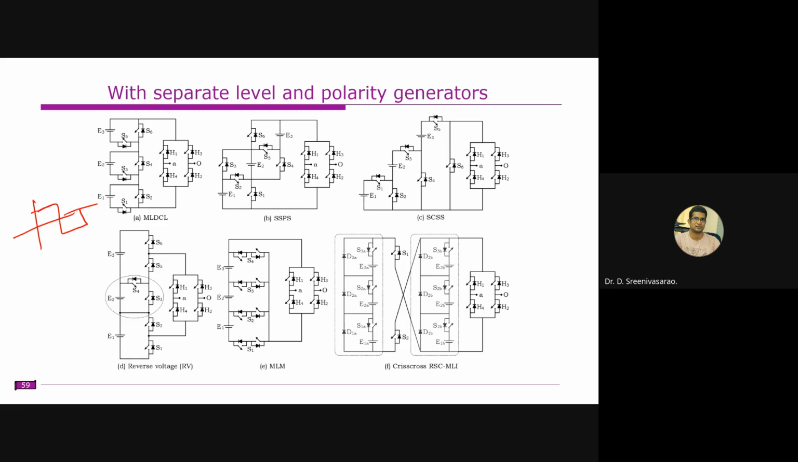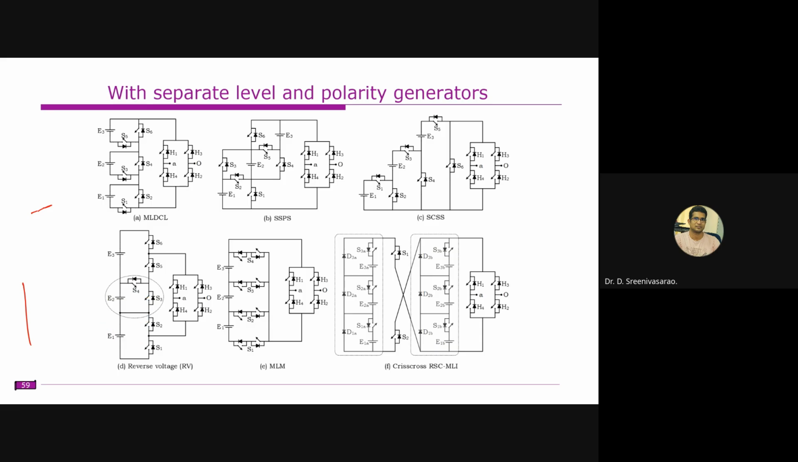If this DC source itself has multiple levels, then whatever these levels are, this is the positive half cycle, and similarly you will get the negative half cycle. This is the concept. So that means the H bridge needs to be fed a number of levels, so that it will operate for both the positive and the negative half cycle. This one is producing the levels.